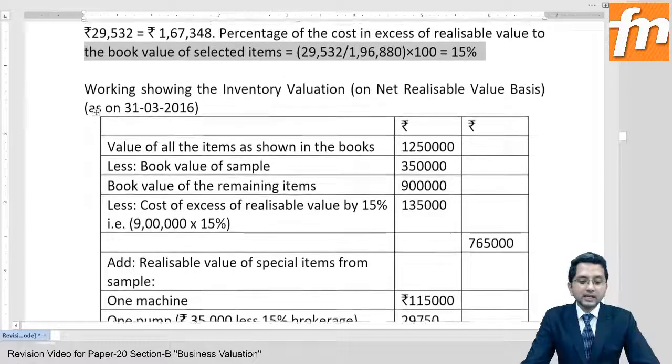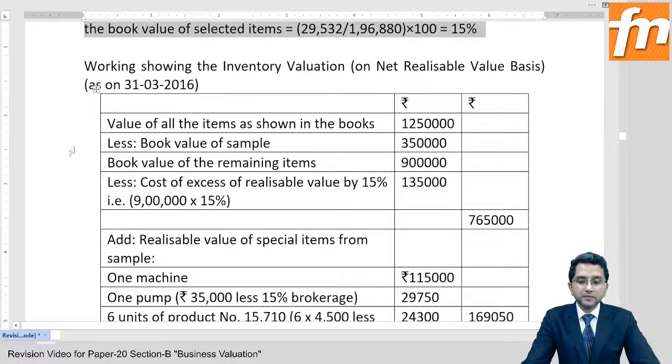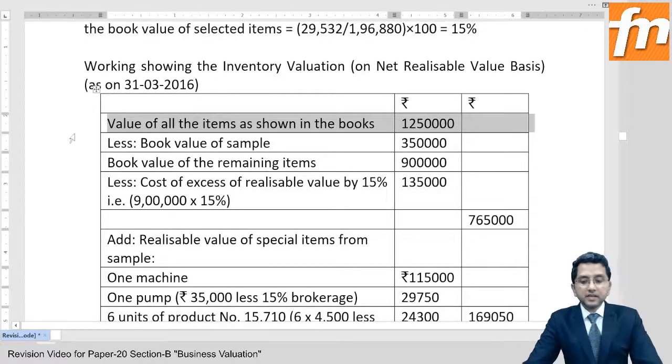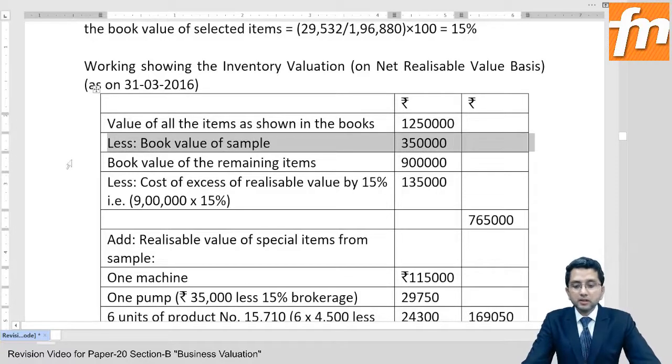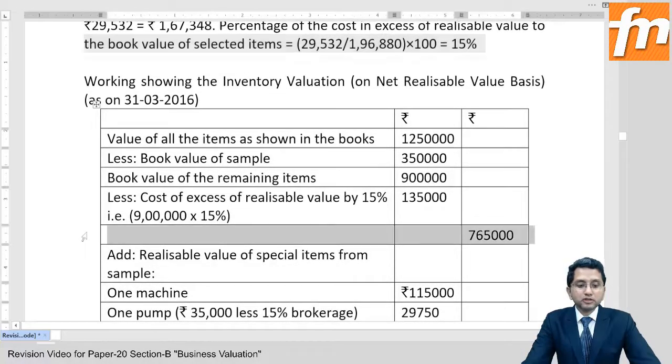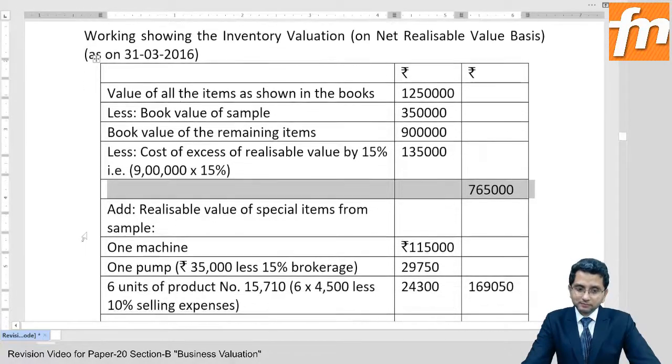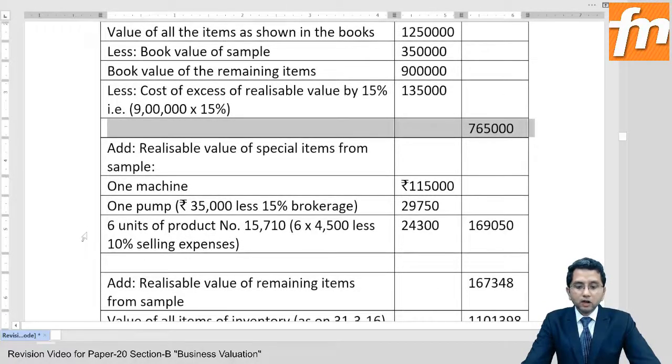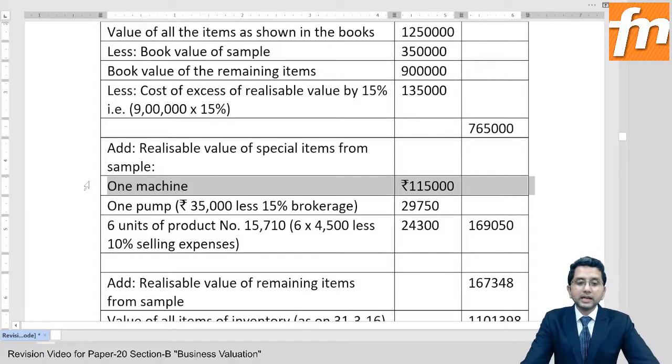So now finally, how to make valuation of inventory. Total inventory 1250, sample 350. So non-sample items are 9 lakh. Non-sample items are reduced by 15%, which is calculated in the above paragraph. This is 15%, which comes to 7,65,000. Then if I talk about special items, first special item A has a realizable value of 115.